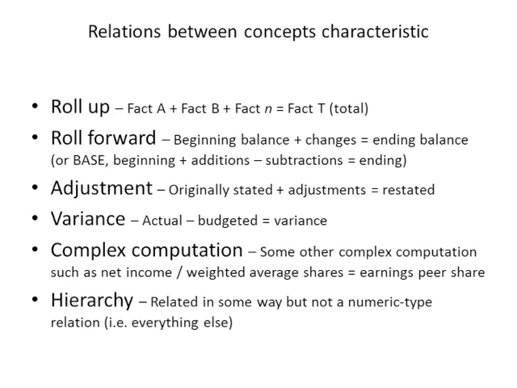Next, I want to talk about the relations between a specific characteristic, which is the concept characteristic. I do want to drill down here a little bit more than I did in the other because I have not introduced this yet, so I will introduce it. So basically, there are relations between concepts. For example, a roll-up: you could have a fact A plus fact B plus any other number of facts equaling some total fact. That's what a roll-up is, a series of numbers that roll up into some total.